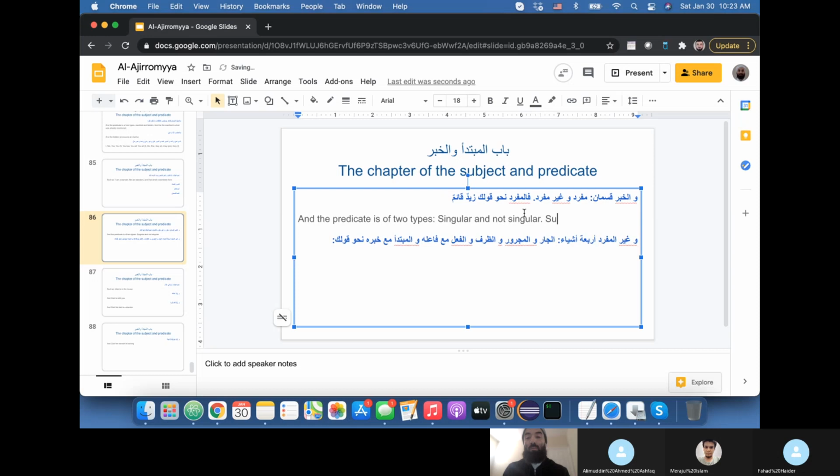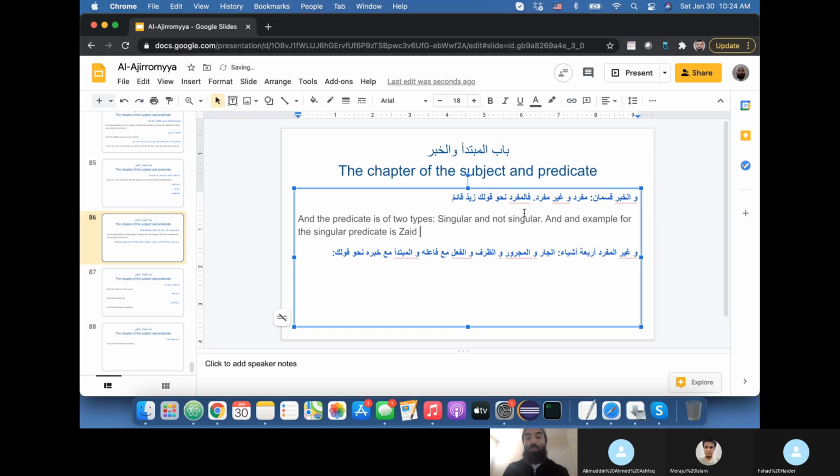And an example for the singular predicate is Zaid is standing. So what the author means by the predicate being of two types is simple, meaning there are just two types, but the types are kind of hard to understand. He says singular and non-singular. What does he mean by singular and non-singular?